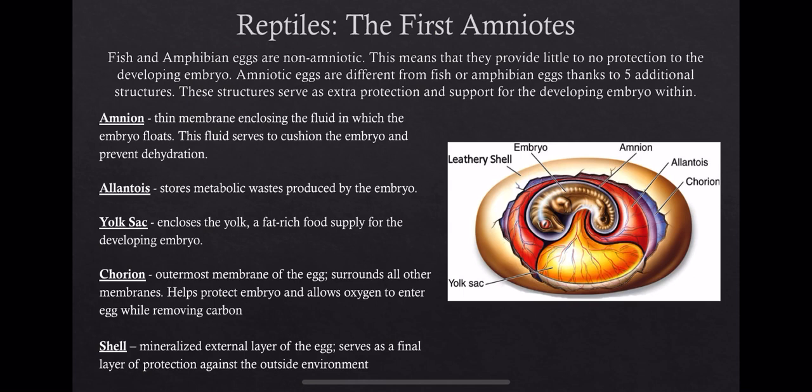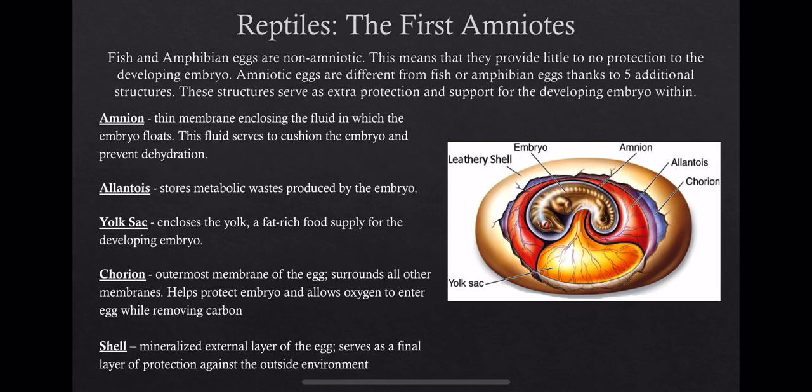Then you have the yolk sac. If you've ever cracked open a chicken egg and fried it in a skillet, you've noticed there's the egg white, which is all of your other structures like your amnion and things like that. But then you have the yolk, which is that really fatty, rich, yellow blob. And that is actually the fat food supply for your developing embryo. It is this sac surrounding the yolk fat. And that is what the embryo feeds off of essentially during its development.